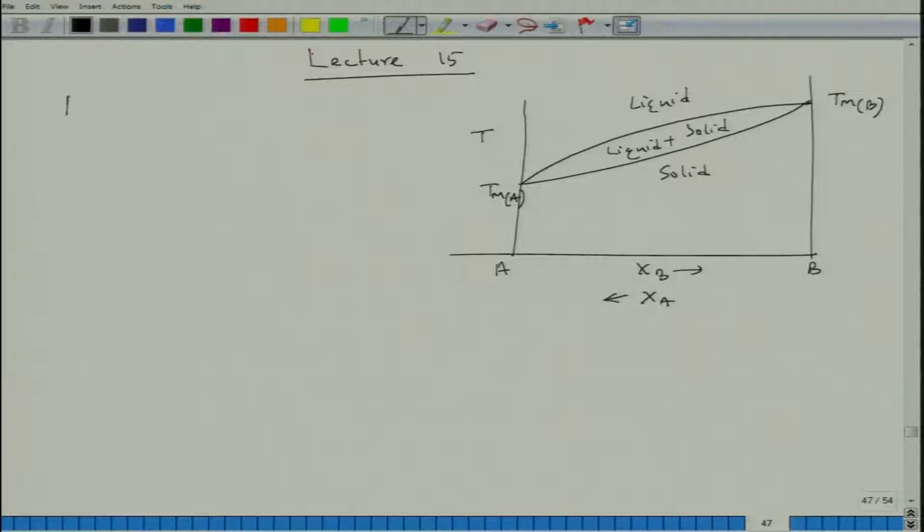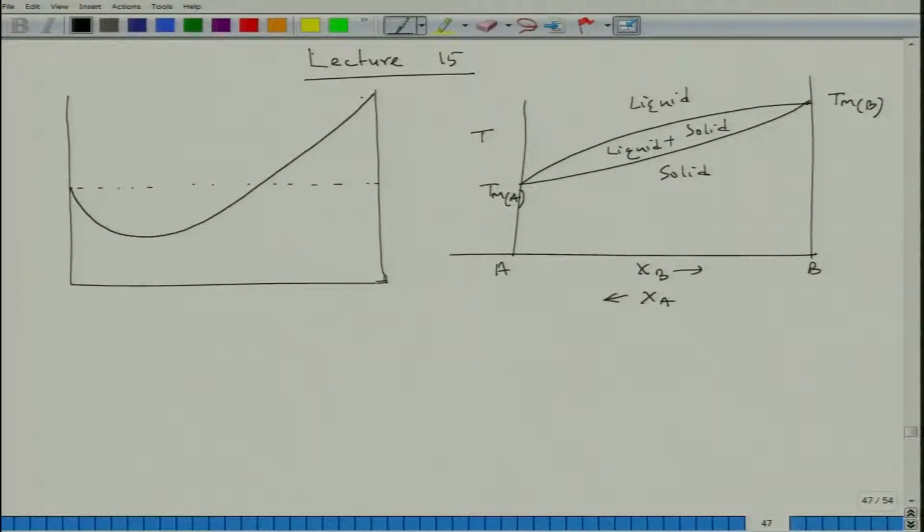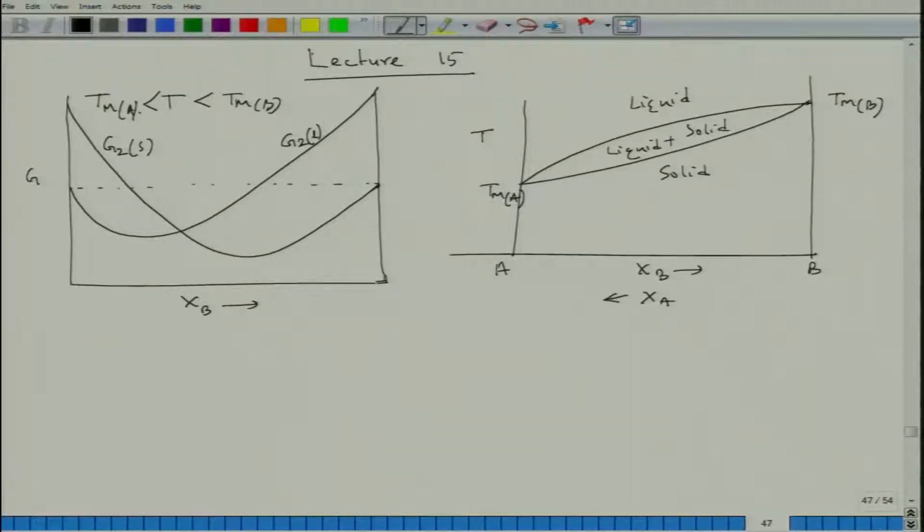Now let us consider, at a particular temperature, what the free energy composition plot is. So let us say this is G2 liquid, this is G2 solid, this is G versus XB, and if the temperature is less than TMB and greater than TMA, we would get these particular free energy composition plots.